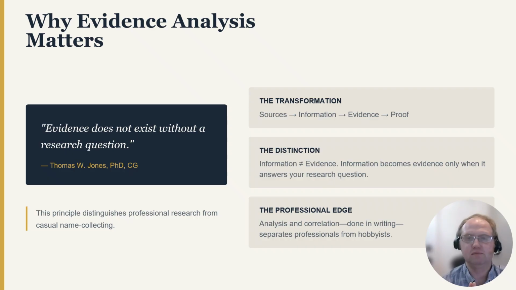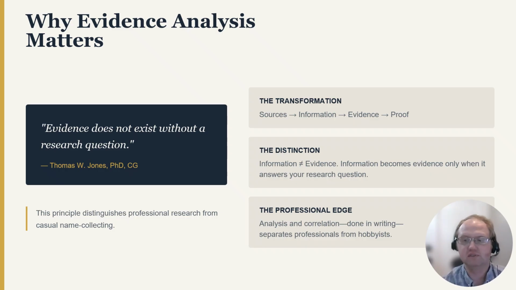So, why does evidence matter? Let's start with the foundation. Evidence does not exist without a research question. This is critical to understand because information sits in records all day long, but it only becomes evidence when one answers one's own research question. Remember, a birth date is just information until you need to prove somebody's identity, then it becomes evidence.